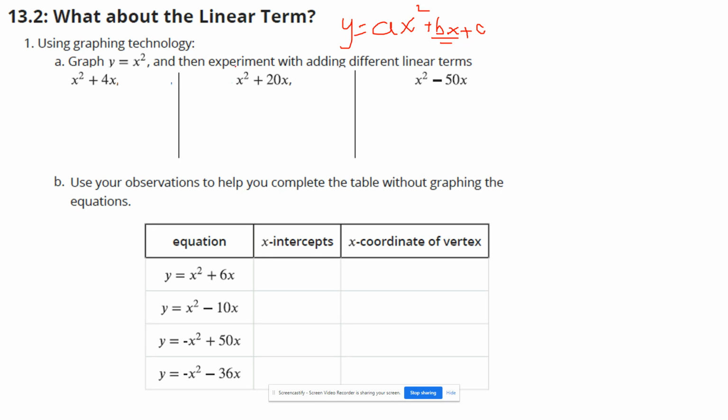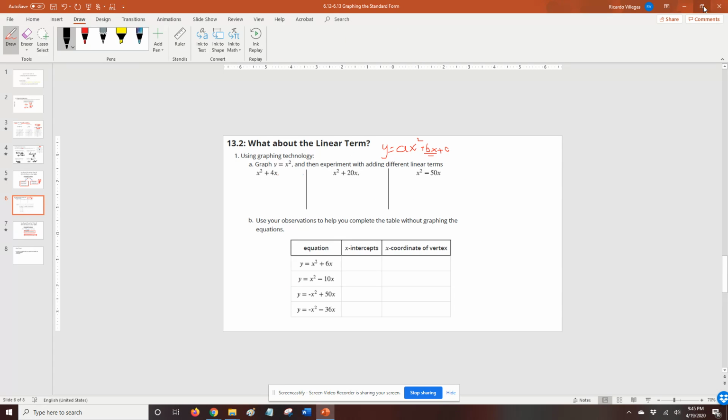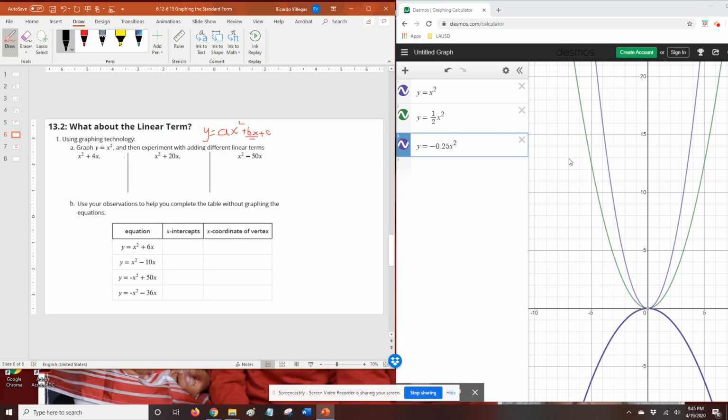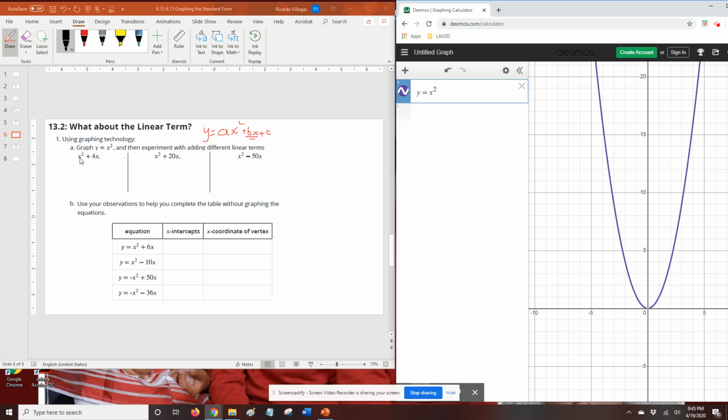In order for me to do that, I need to get out of PowerPoint, make this smaller, and I have my Desmos graph here. Let me go ahead and erase these two. I'm going to keep this. This is the regular y equals x squared. That's our original. And now they want us to add a plus 4x. So let's go ahead and do that. So y equals x squared plus 4x.